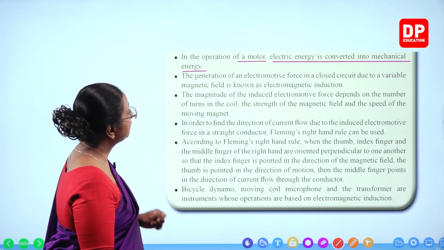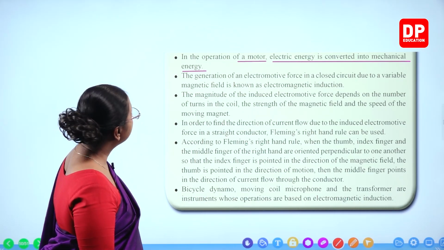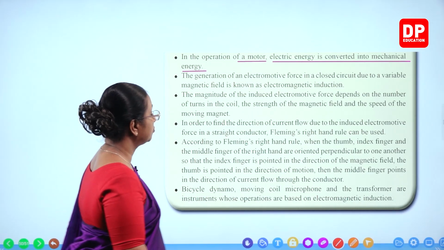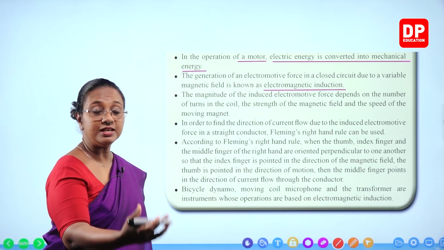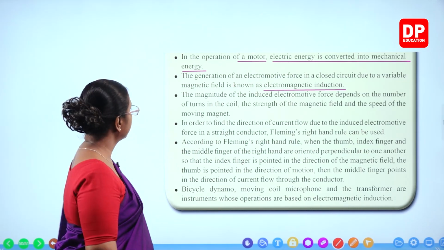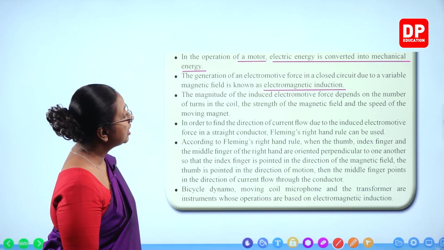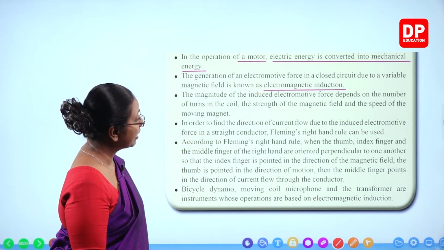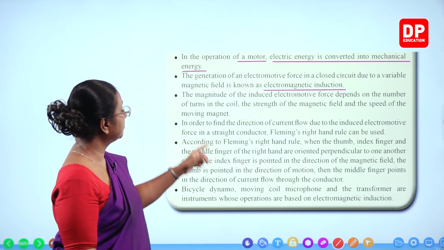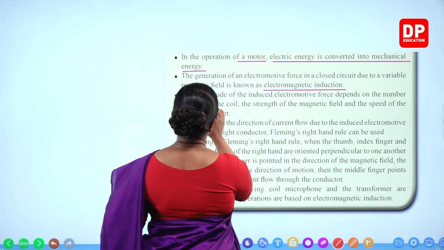The generation of an electromotive force in a closed circuit due to a variable magnetic field is known as electromagnetic induction. So that is the opposite of the previous one. The magnitude of the induced electromotive force depends on the number of turns in the coil, the strength of the magnetic field and the speed of the moving magnet. So here also it is directly proportional.